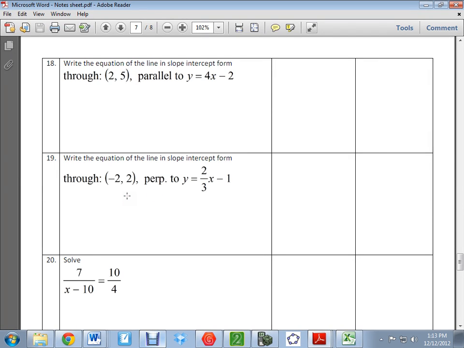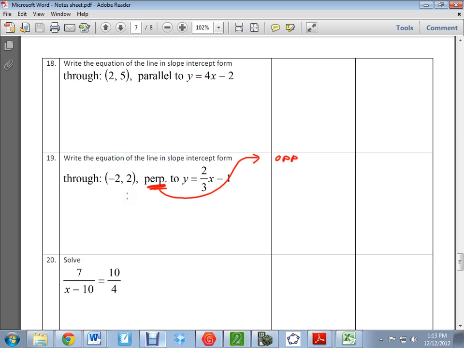So we just did number 18. Now we need to do number 19. Number 19 is giving me a point and a line that's perpendicular. What does perpendicular mean, as far as the context of this problem? What does that tell me in this problem?